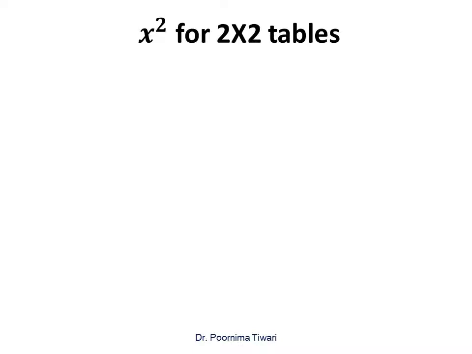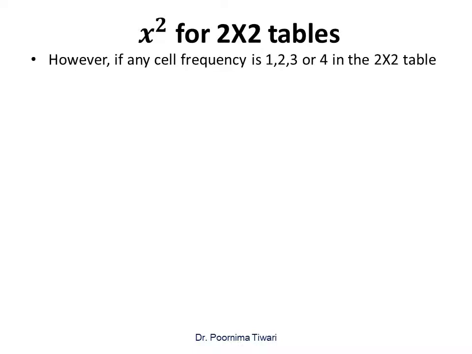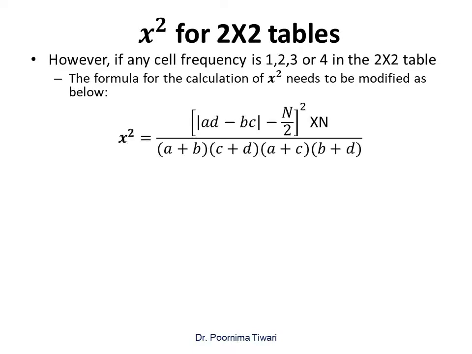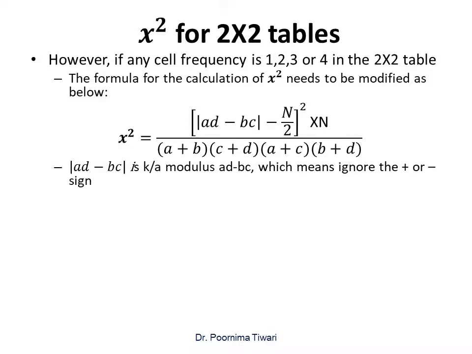However, if any of the cell frequencies in the 2 by 2 table is less than 5, then we need to modify the formula as below. Here, AD minus BC surrounded by two straight lines is called modulus of AD minus BC, which means whether the result is negative or positive, we will consider only the positive value. And this is known as Yates correction of the formula.